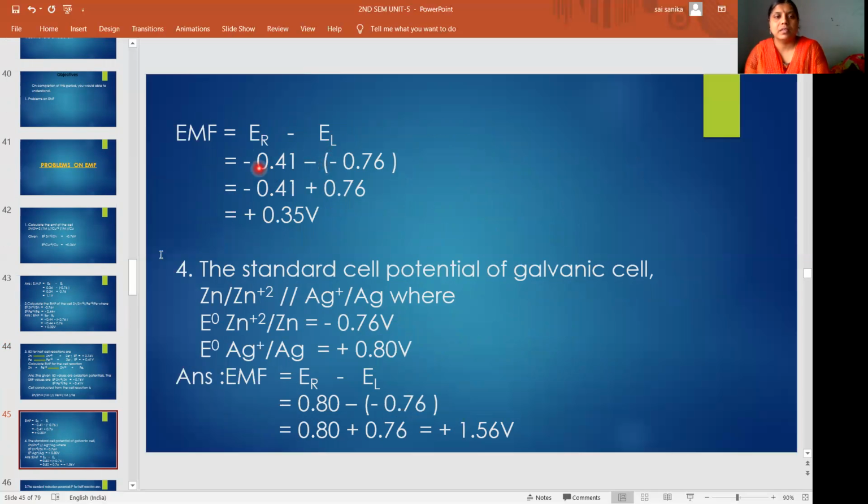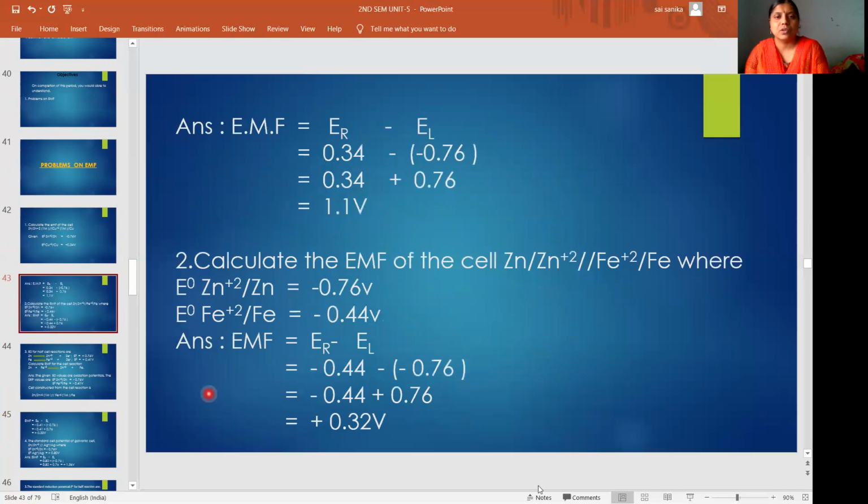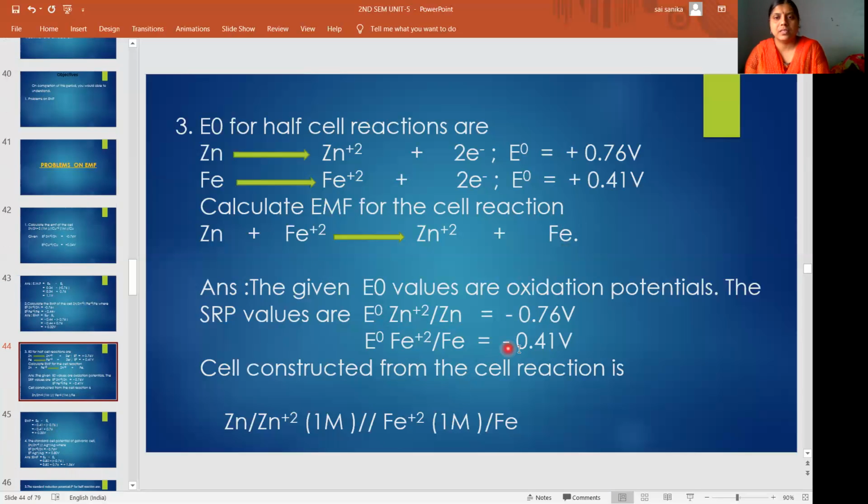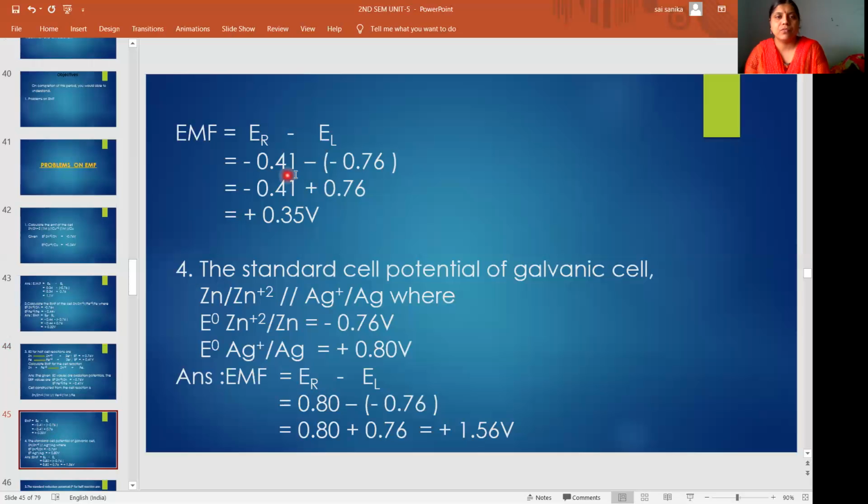So minus E right. That means the electrode potential of iron is minus 0.41. Okay. And zinc is minus 0.76. So minus 0.41 minus (minus 0.76), that is minus 0.41 plus 0.76. This is plus 0.35 volts. So like this you have to calculate the EMF of the cell.